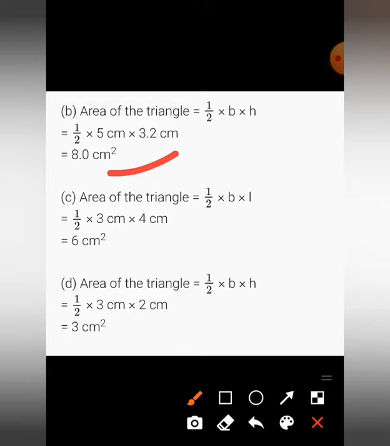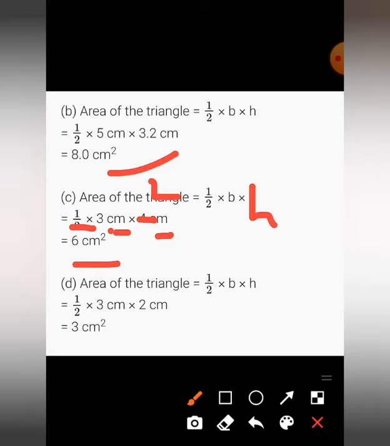Now third one, again area of triangle, half base into height. So half 3 into 4. Again cancellation is possible: 2 ones are 2 and here 2 twos are 4. So what is left? 2 into 3. So 6 centimeter square will be our final answer.